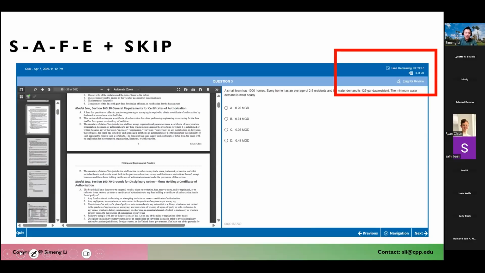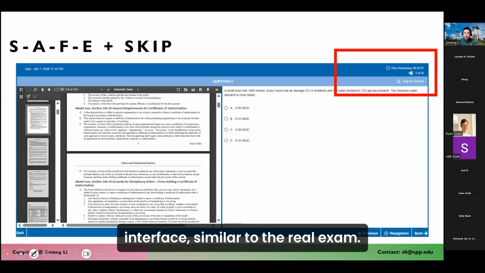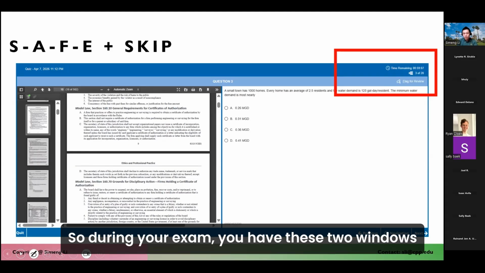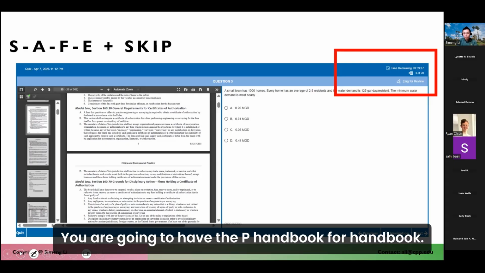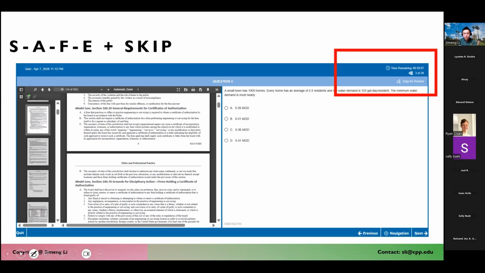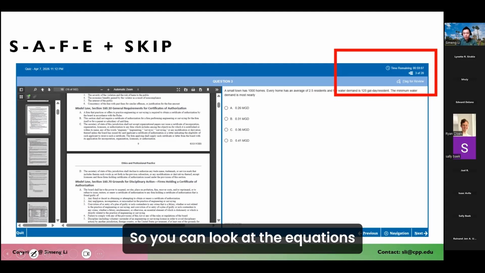So this is one of the online interfaces similar to the real exam. The flag for review function is oftentimes on the top. So during your exam, you have these 2 windows. On the left side of the window, you are going to have the PE handbook, FE handbook. So you can find those equations by using the search bar. On the right side of the window, it is the questions. So you can look at the equations and the questions side by side.